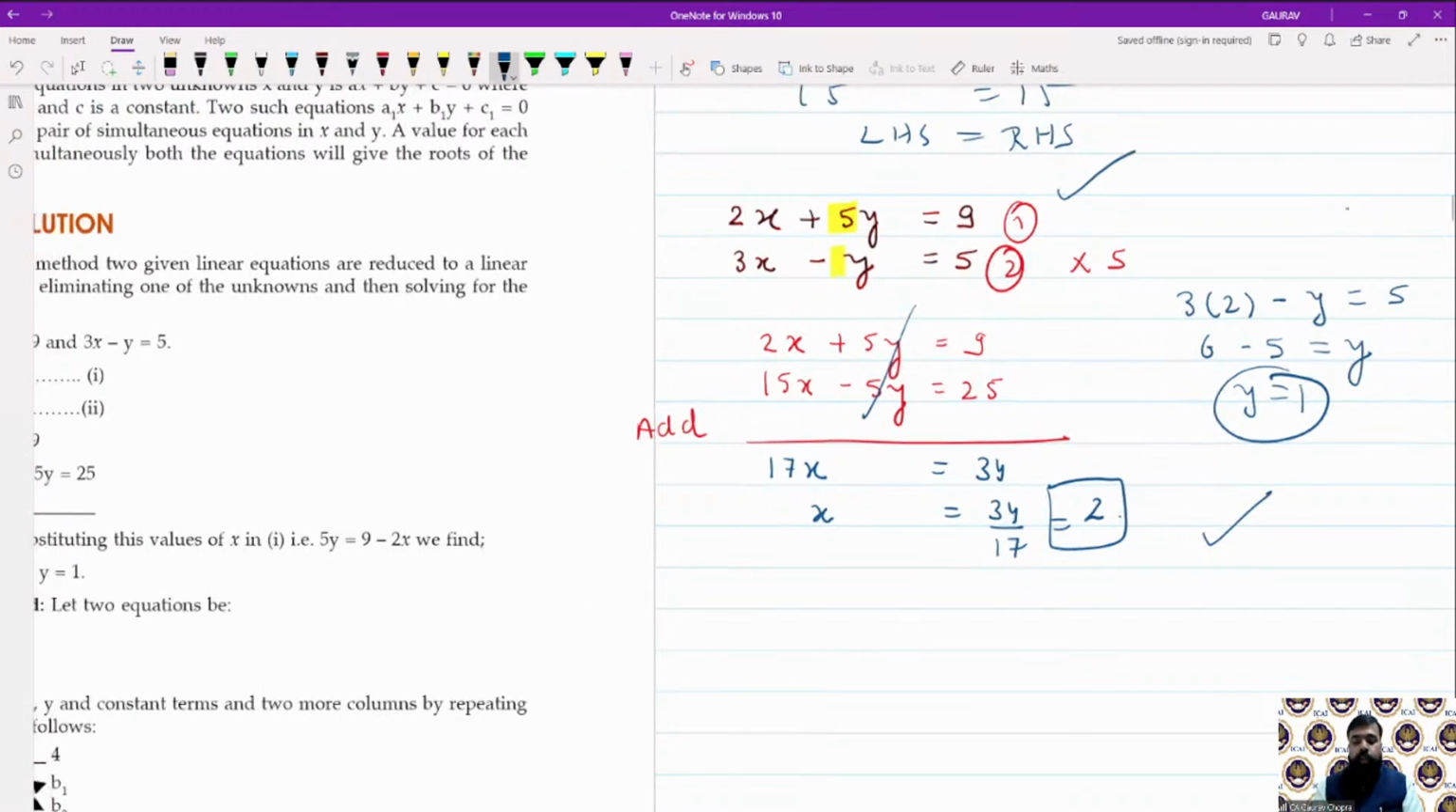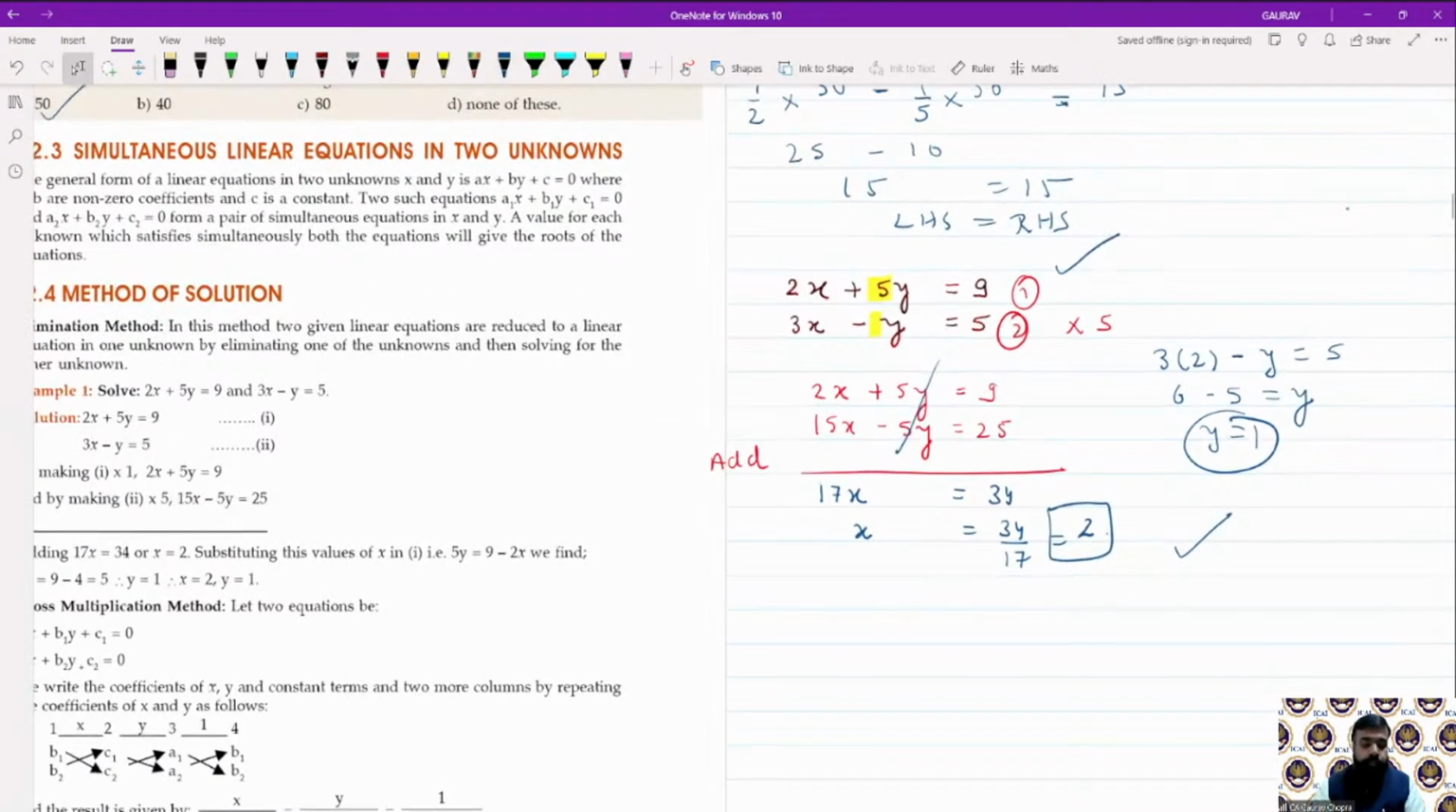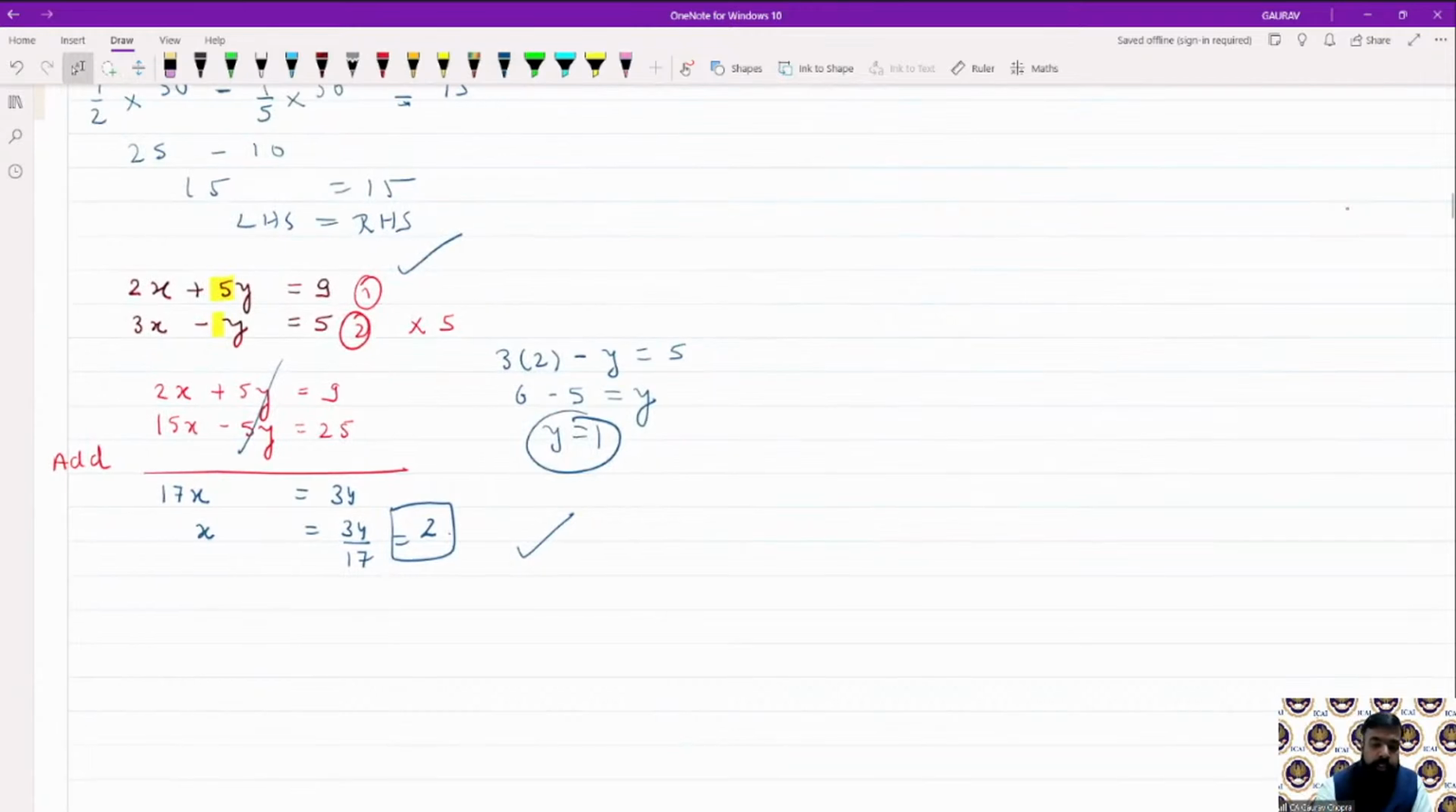All right, so this is the elimination method. So let's try one more.